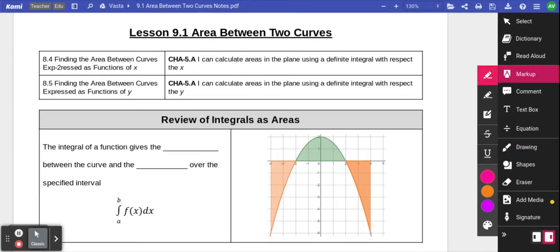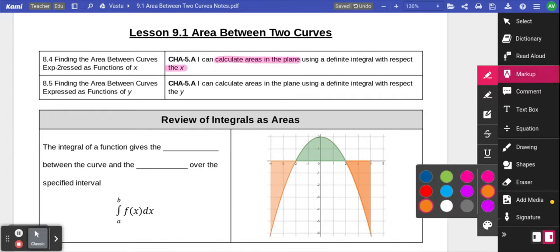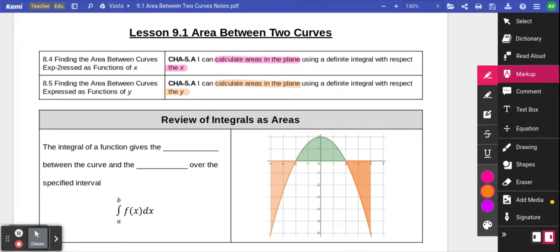Now we have two learning targets for today. The first learning target is I can calculate areas in a plane using an integral with respect to x. And the second learning target is I can calculate areas in a plane using an integral with respect to y. So we're going to be finding areas today, and sometimes we're going to do the problems in terms of x, meaning that x is going to be our variable, and sometimes we're going to do the problems in terms of y, meaning that there's going to be y's in our equations. Y is going to be our variable.